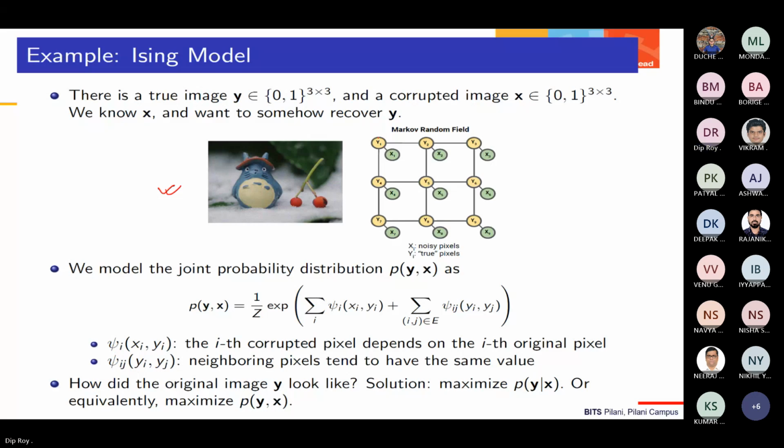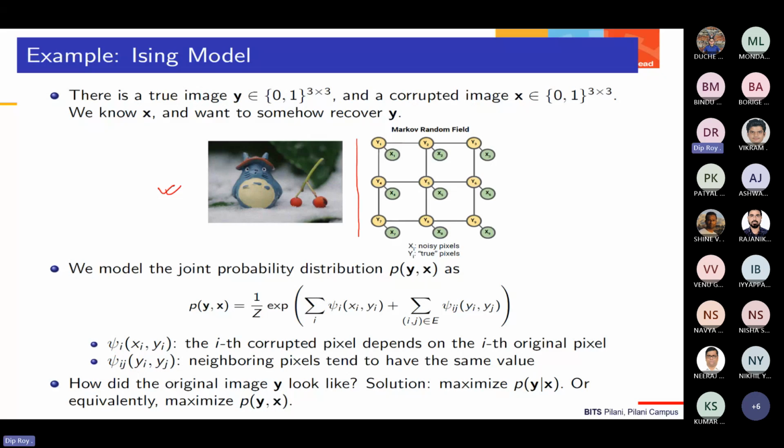Okay, now see the architecture of this particular model. What exactly is it doing? In the yellow, you have all your y's, 3 by 3. Y is what? Your true image. And the green are the ones which are essentially your x's. So x are the noisy pixels and y are the true pixels.